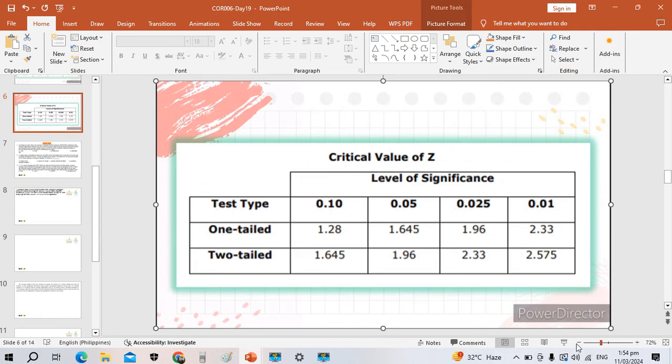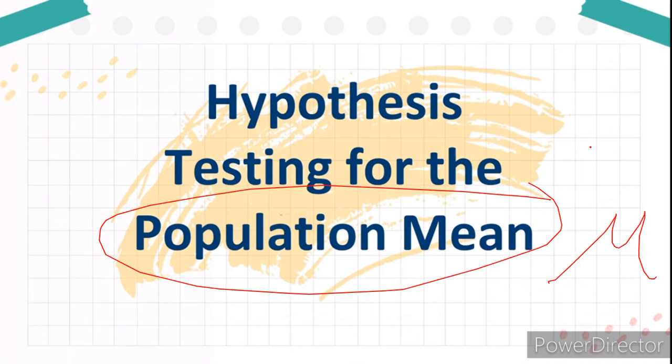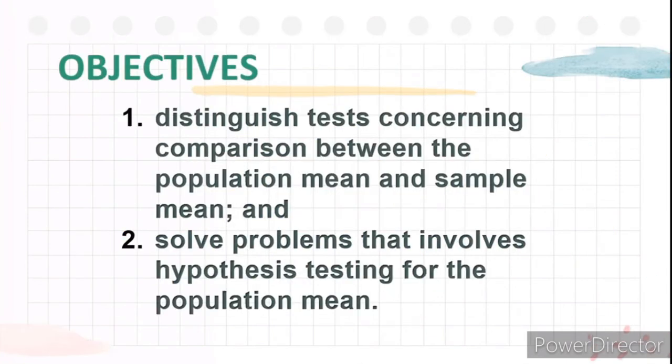This is the problem solving. So please bring out your calculator and help me to solve the problem, no? Para mabilis tayo. This is hypothesis testing for the population mean. The symbol for population mean is mu. And again, six steps when it comes to hypothesis testing, right? We're going to distinguish here the test concerning comparison between the population mean and the sample mean. Sample mean is X bar. And we're going to solve a lot of problems here.